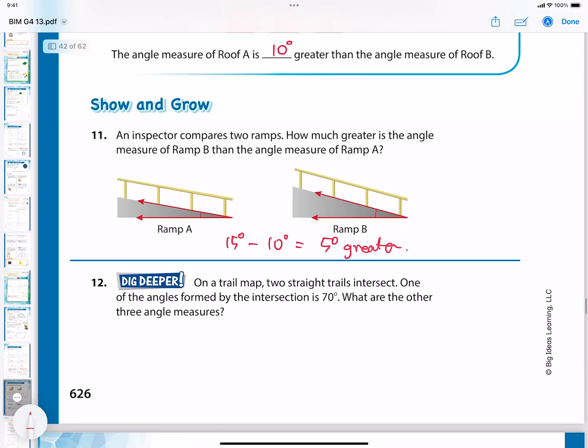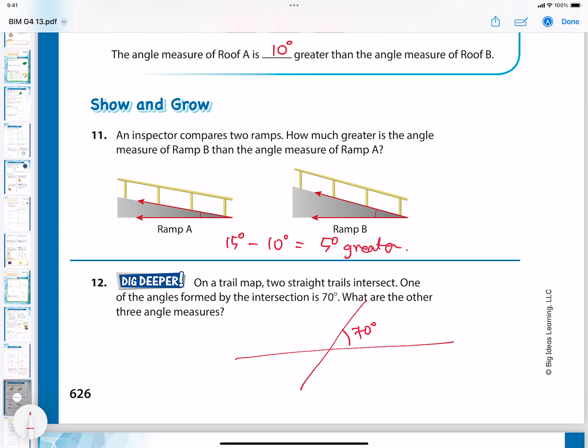Number 12, last question. Okay, now on a trail map, two straight trails intersect. One of the angles formed by the intersection is 70 degree. What are the other three angle measures? Okay, so you need to imagine this. On a trail map, two straight trails intersect. One of the angles formed by the intersection is 70. Let's see. What are the other three angle measures?